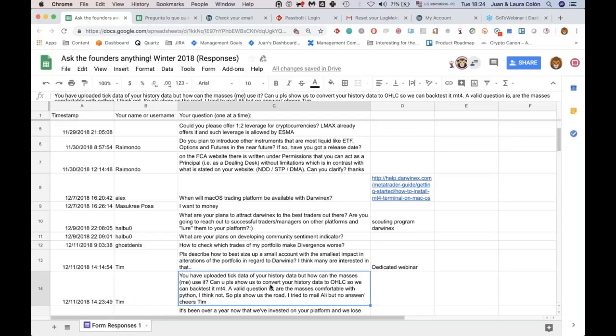Then the other one is tick data, on how to convert our history data to an MT4 compatible format, so you can backtest. Your point about whether or not Python is valid for the masses, Tim, I have to disagree with you on this one, in that we see that the sort of users who can make the most of tick level data are quite familiar with Python.